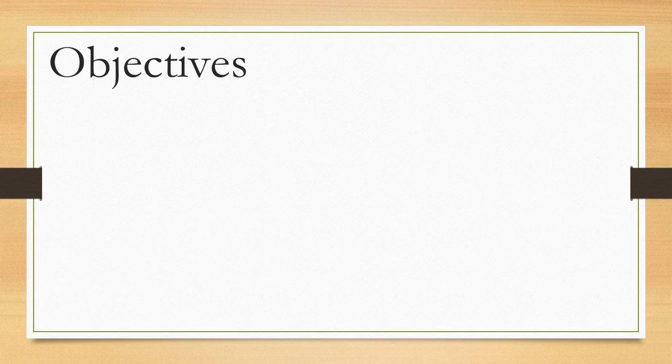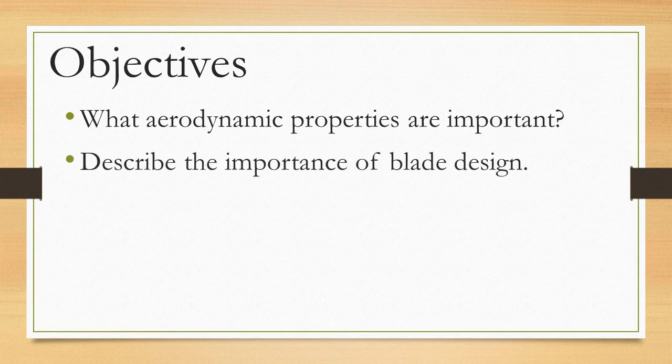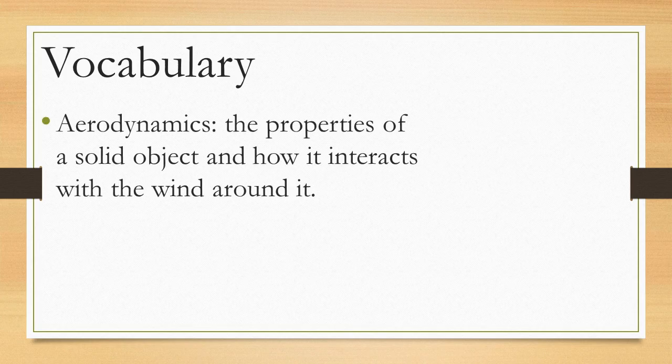Our objectives here for today: what aerodynamic properties are important, and describe the importance of blade design. So, first of all, vocabulary. Aerodynamics. Again, aerodynamics. Aerodynamics are the properties of a solid object and how it interacts with the wind. Okay?